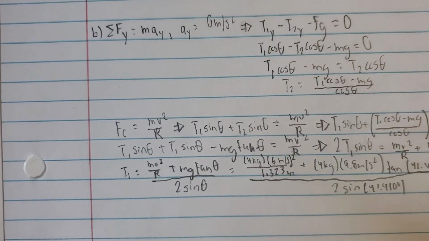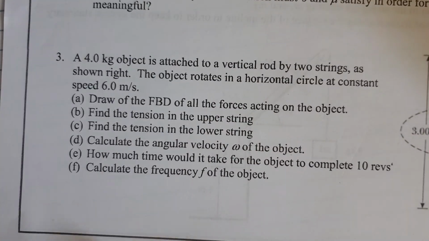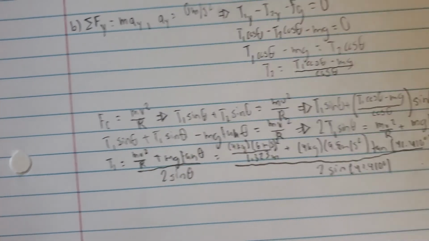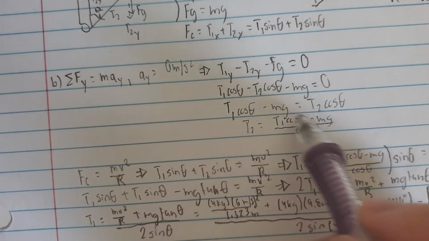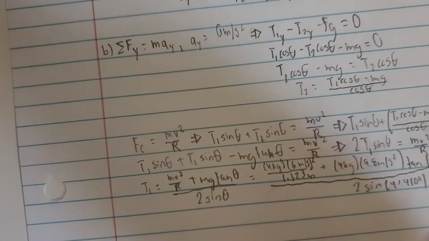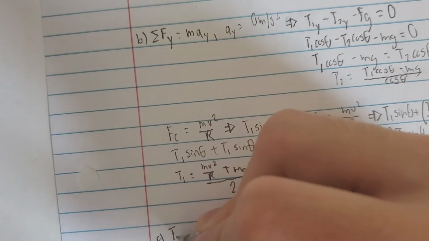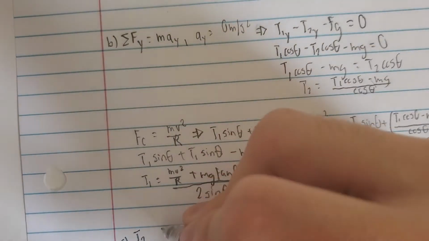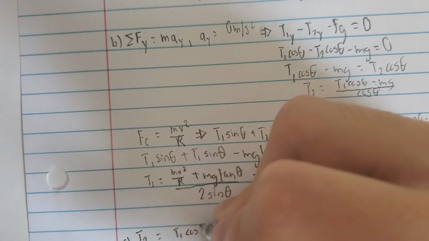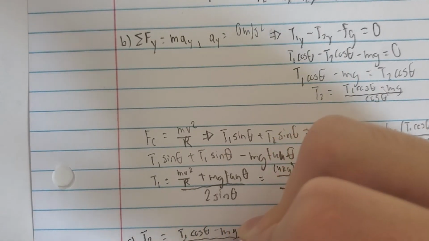Okay. Now part C asks us to find the tension of the lower string. Since we have the tension of the upper string, this is quite easy because we've already established a relationship between T1 and T2 up here, along with other terms. So I'm just going to use that. As a reminder, the relationship I found is this. T2 is equal to T1 cosine of theta minus mg, divided by cosine of theta.